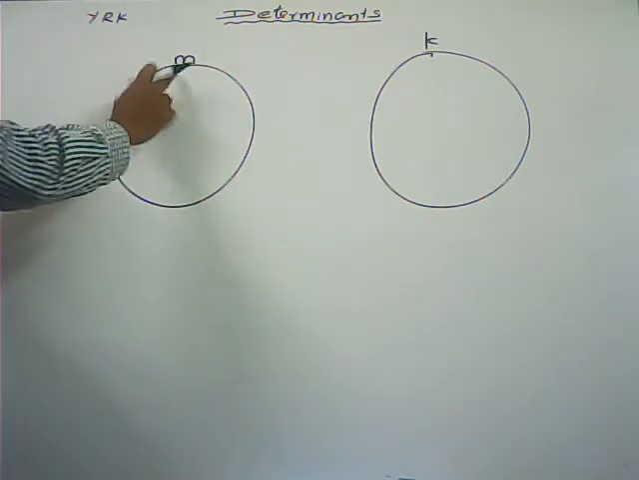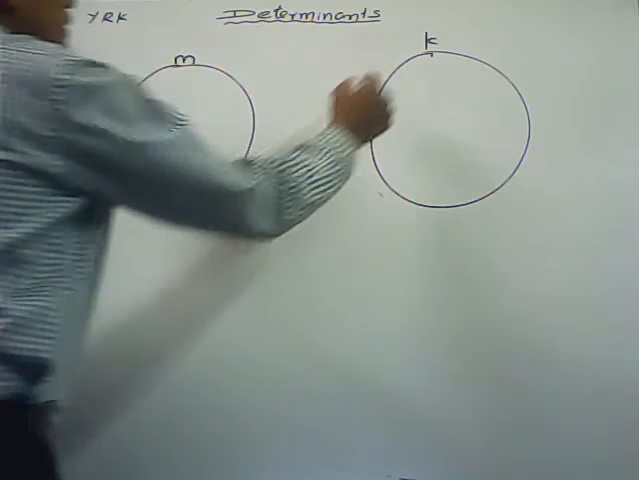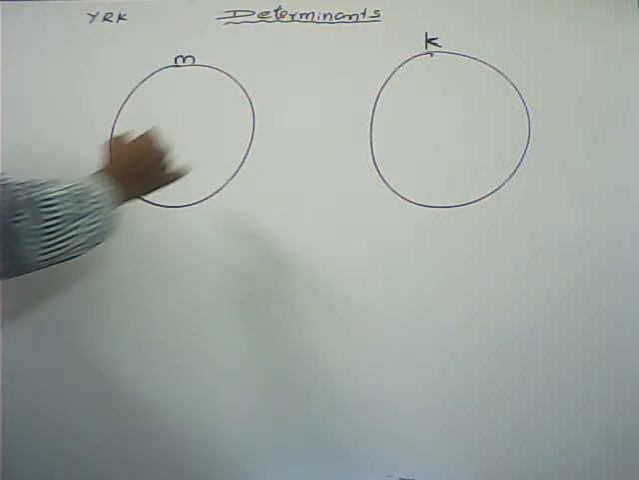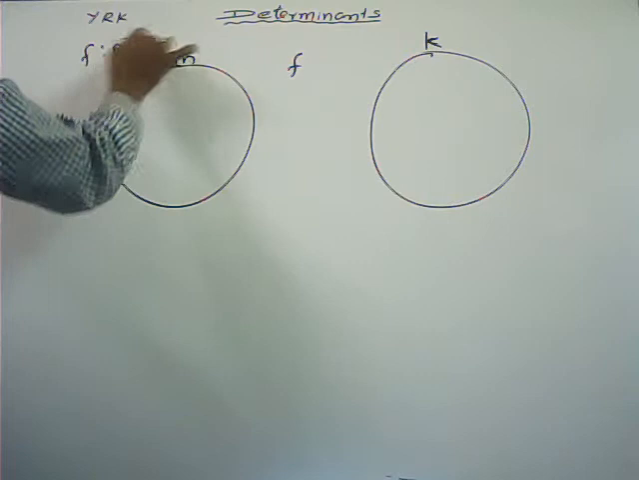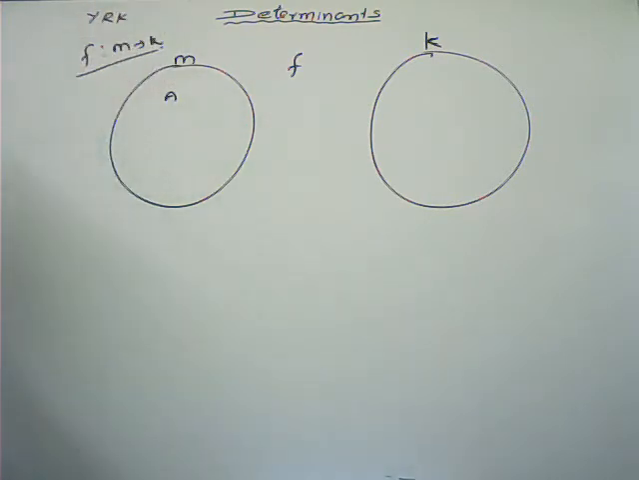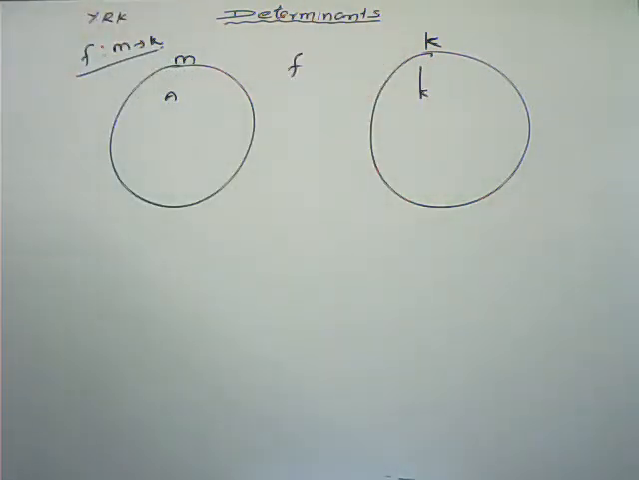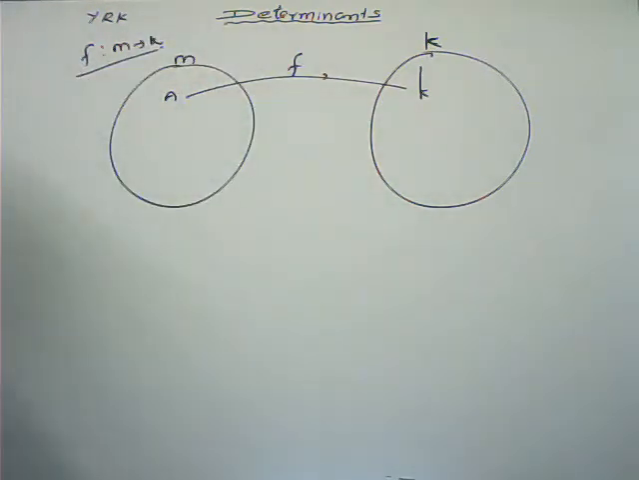What is M here? The set M contains all the square matrices, and this set K contains all the complex numbers. F is the function from M to K. Every square matrix, for example if I take A, and here I take a value K, either real or complex, so every square matrix is associated to a complex number in the second set.